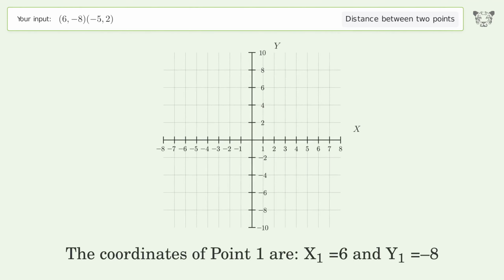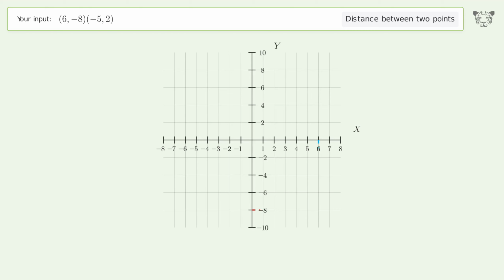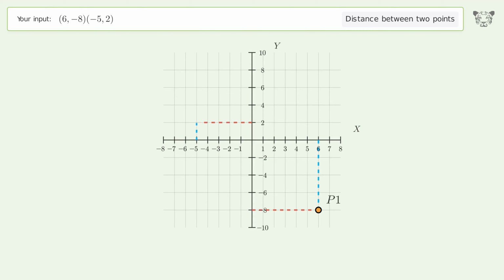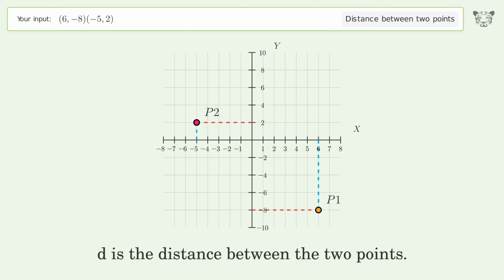The coordinates of point 1 are x1 equals 6 and y1 equals -8. The coordinates of point 2 are x2 equals -5 and y2 equals 2. D is the distance between the 2 points.